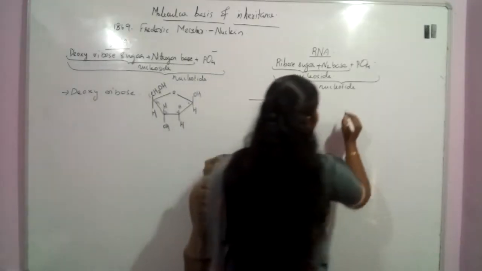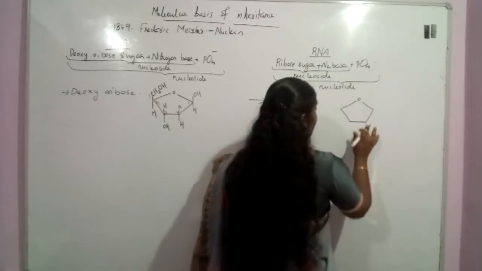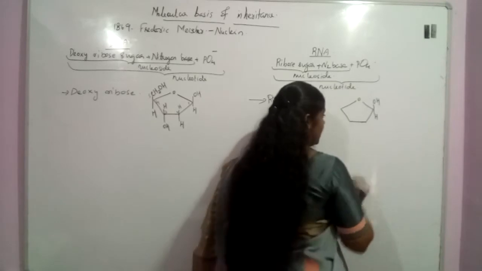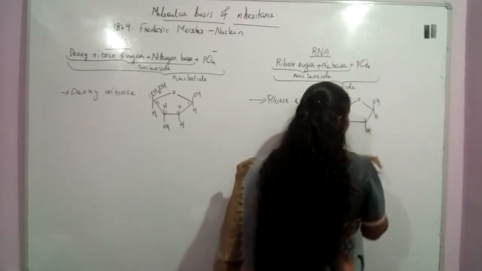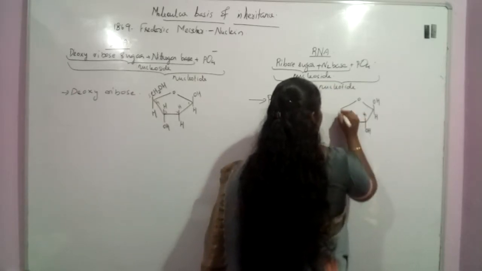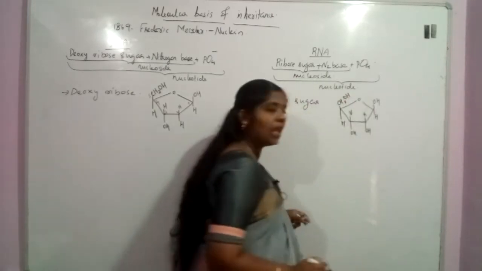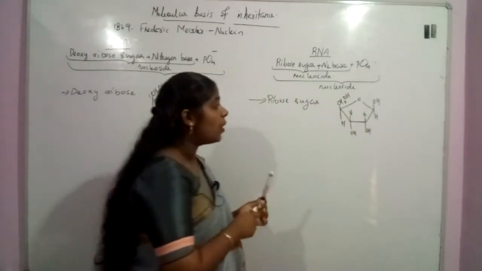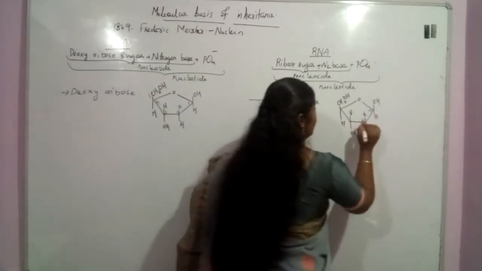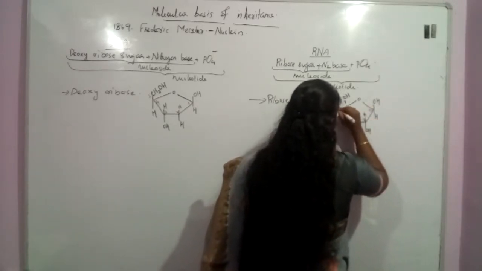റൈബോ ഷുഗറിന്റെ സ്ട്രക്ചർ നോക്കിയാൽ, see here, that is also a pentose sugar, where we can see 5 carbons. Here one hydroxyl group will be there, here one hydrogen is there, here one hydroxyl group, here one hydrogen, here one hydroxyl group, here one hydrogen, here one hydroxyl group, and here CH2OH group. Okay, now the positions of each corner: first carbon, second carbon, third carbon, fourth carbon, and fifth carbon.